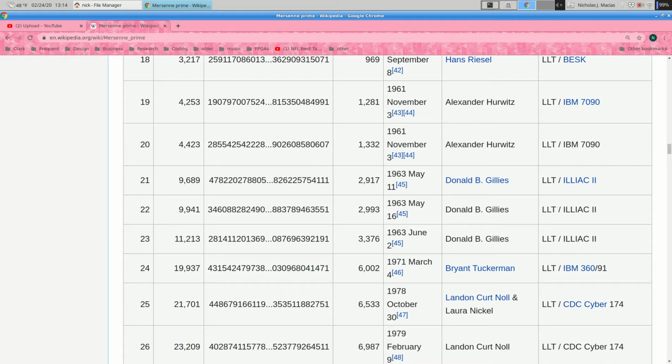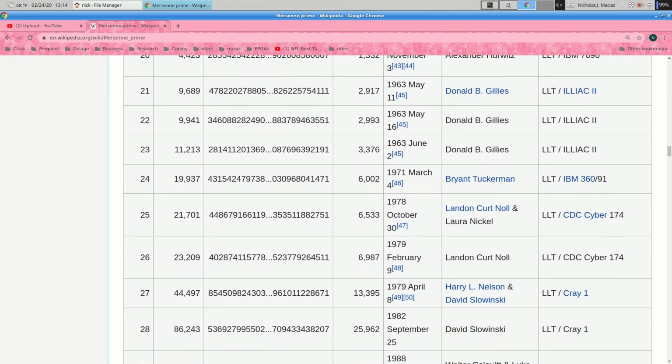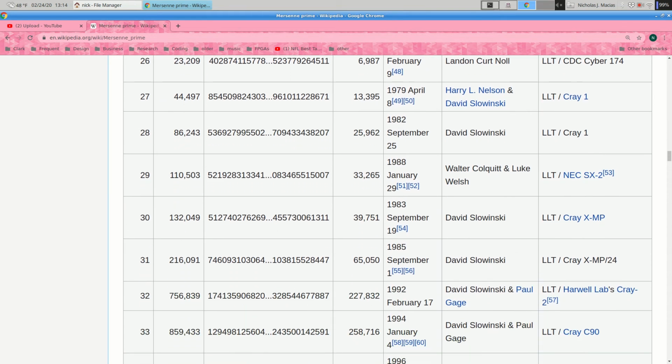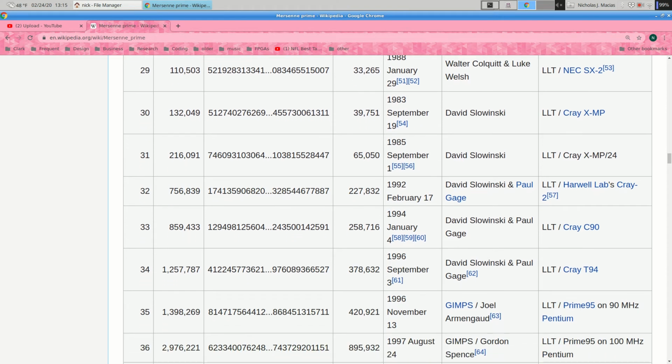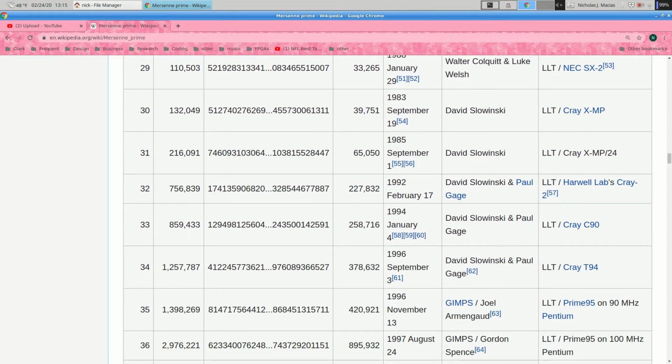So the Lucas-Lehmer test was the main way to check these. Cray, right? Seymour Cray left CDC and started Cray Research. And those were these supercomputers through the 80s. And then 90 megahertz Pentium, right? And this was discovered by something called GIMPS.